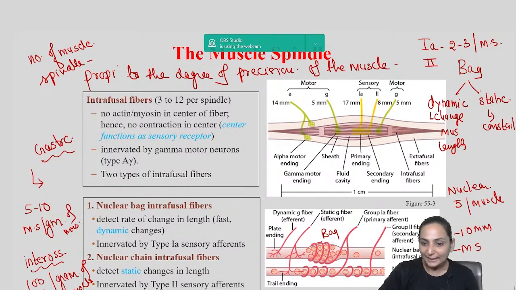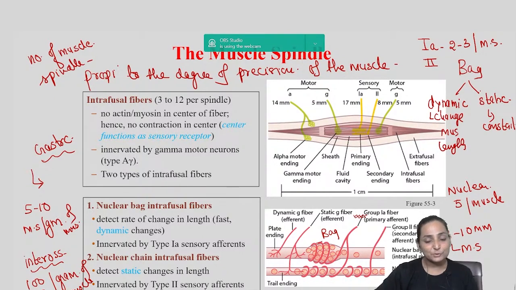Now 1A, please remember and listen very carefully. 1A, which is also called the annulospiral ending, supplies the central or the equatorial region of both the nuclear bag fibers and the nuclear chain fibers, right? 1A supplies the equatorial or the central region of both the nuclear bag fibers and the nuclear chain fibers.